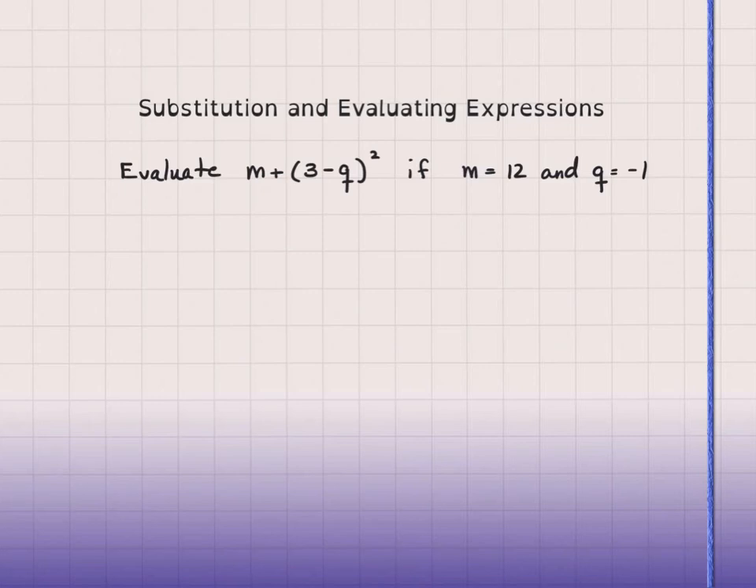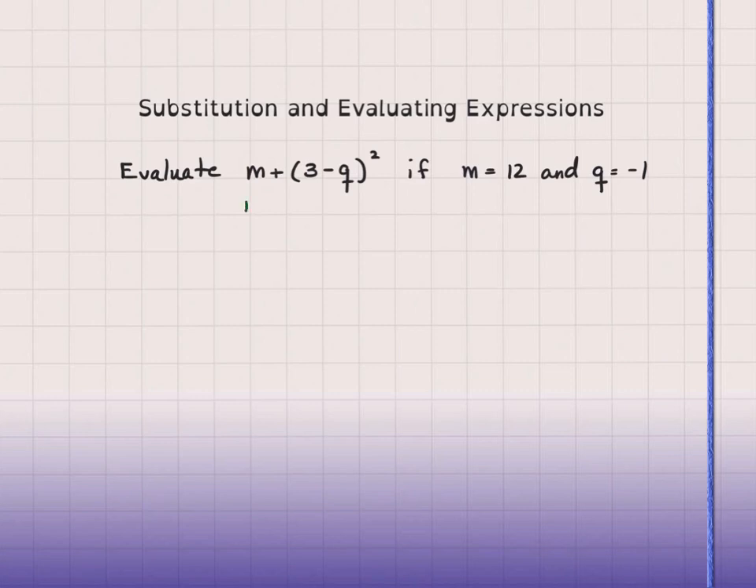So here we go, evaluating expressions. We're going to use substitution because you'll notice here's the expression I'm to evaluate, m plus (3 minus q) squared. And they're telling us m is 12 and q is negative 1. So we're just going to substitute in.